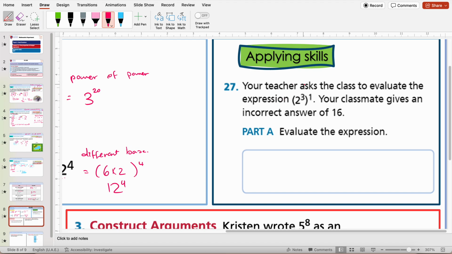So this question: your teacher asked the class to evaluate the expression 2 to the power of 3 to the power of 1. Your classmate gives an incorrect answer of 16. Evaluate the expression. So let's see. If I have 2 powers, to find the answer I need to multiply the powers. So it's going to be 2 to the power of 3 times 1, which is basically 3, sorry. 2 to the power of 3. That's it.